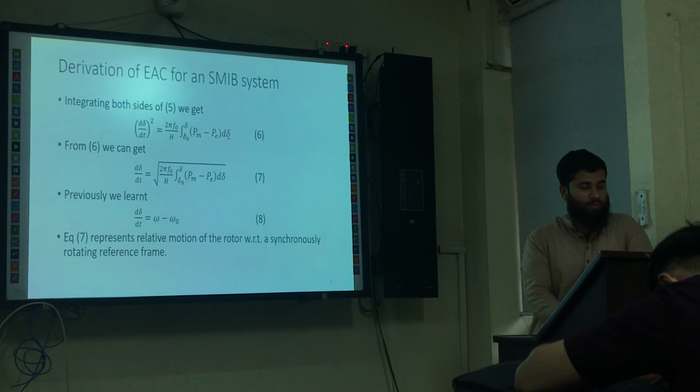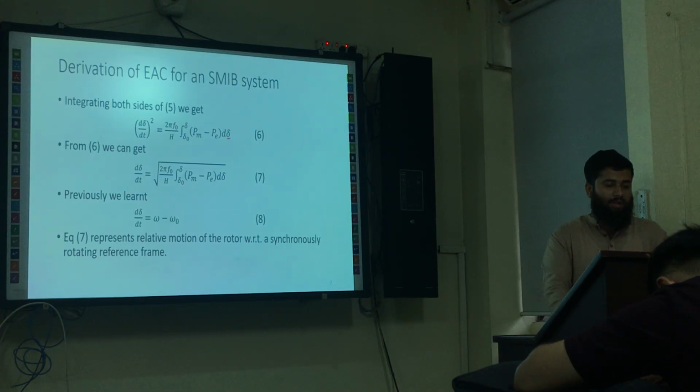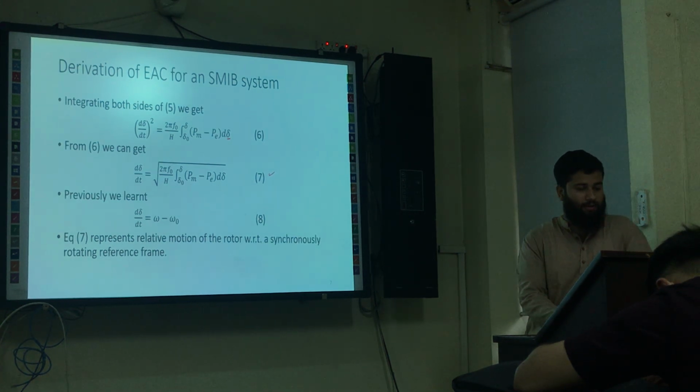So let's say the lower limit is delta naught, right? This is the initial value of delta. And let's say the upper limit we have set as delta. That is an arbitrary value. Okay. So now if we take the square root of both sides of this equation 6, then we will get equation 7. Okay. Equation number 7. Then from the previous knowledge, we know that our d delta over dt is actually omega minus omega s. Can you recall this? Because this is the derivative of the rotor angle, so we will get the change in the angular velocity, right?